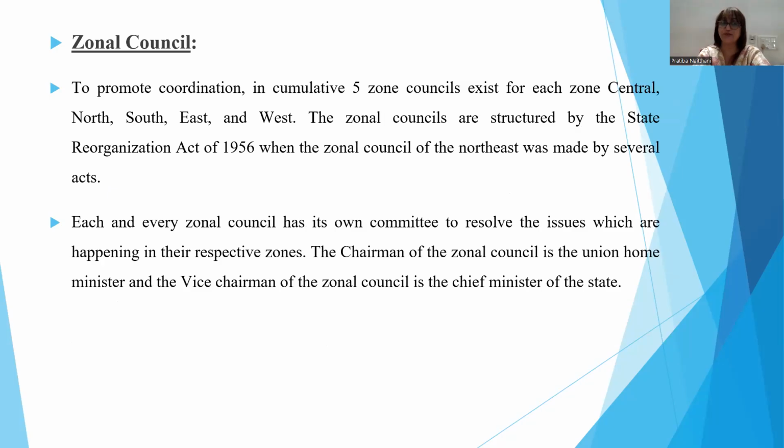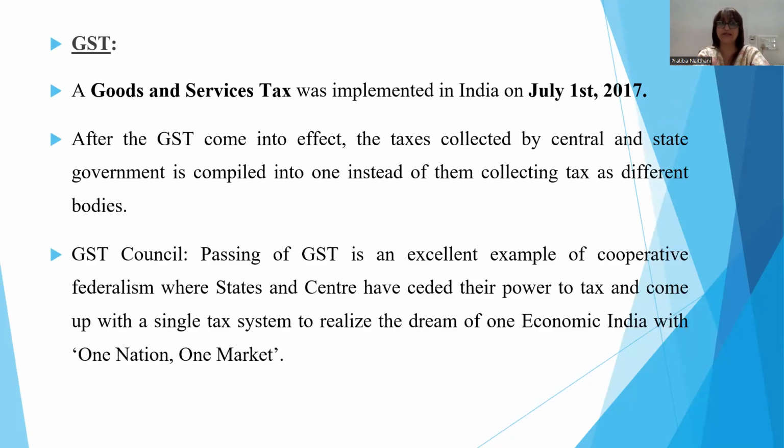Then the zonal councils, as I told you, India is divided into 5 zones, and all these zones have a council, and all these 5 councils work in coordination with each other. The GST, the Goods and Services Tax, was implemented in 2017. After it came into effect, all the taxes collected by the center and the state governments are compiled into one single tax. And that has helped in streamlining a lot of things. It has made it more convenient for the people, and the whole idea of one nation, one market, we are heading towards it.